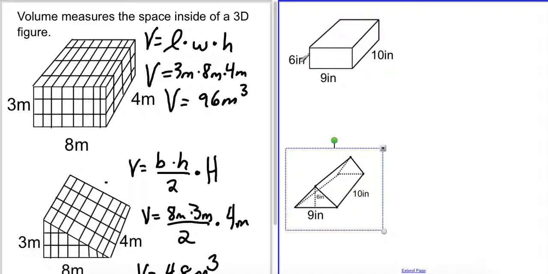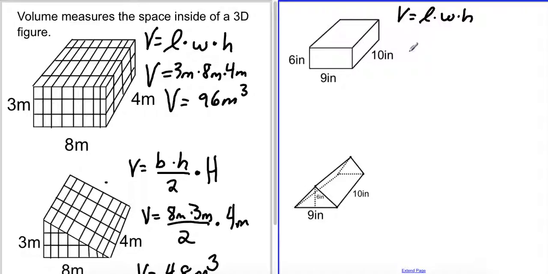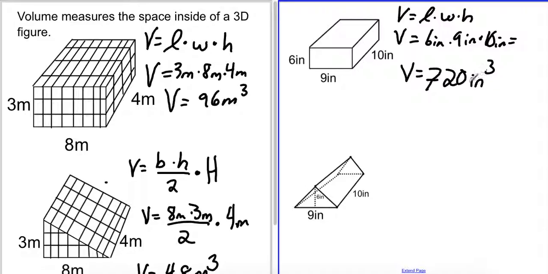All right, now that you've had some time to try these problems on your own, let's solve them together. So if you remember, the volume for a rectangular prism is length times width times height, and our length is 6 inches here. Our width is 9 inches, and the height of our prism is 10 inches. So 6 times 9 is 54, and 54 times 10 is going to give me a volume of 540 inches to the third power, cubed.